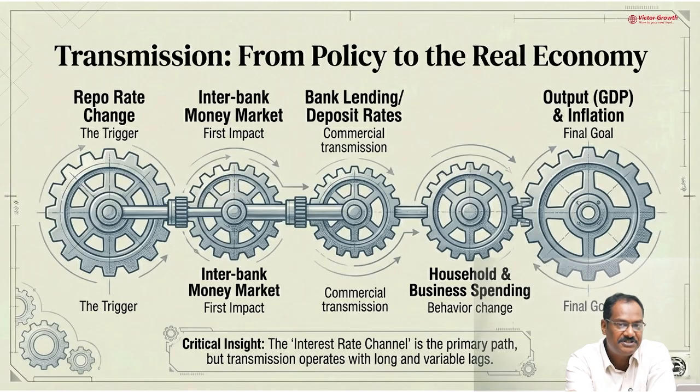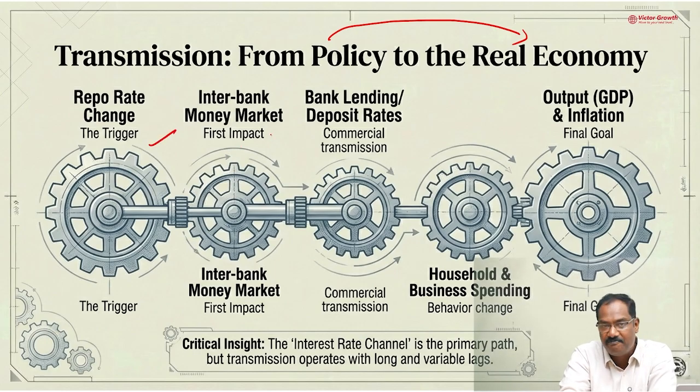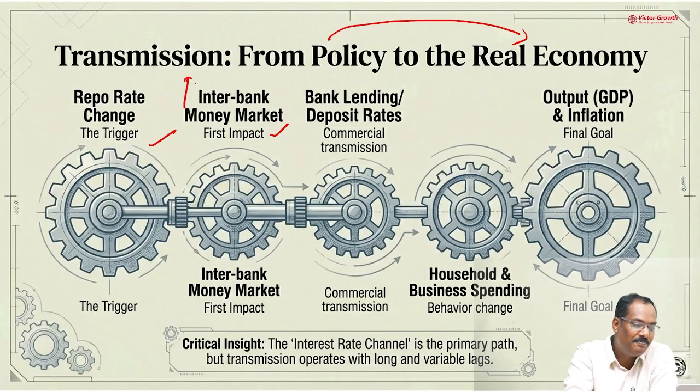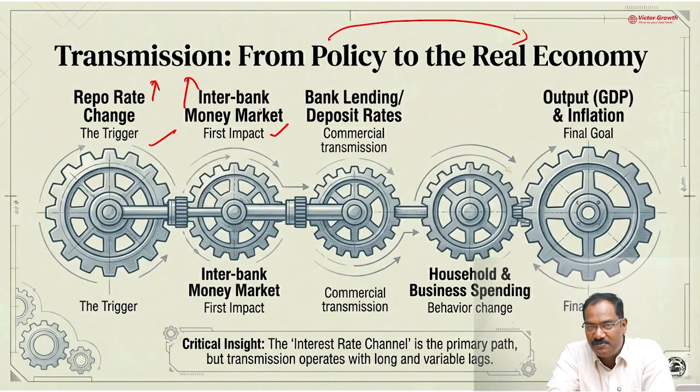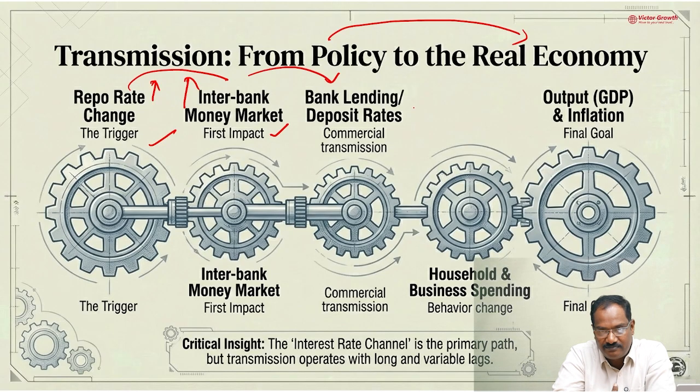So transmission, I told you already, is how the policy goes from the RBI to the real economy. If the repo rate is changed, the banks will first take the impact. If the repo rate is increased, the bank will also have to pay more, and they will transfer that increase in the interest rate to the people also. The people also have to pay more. And if they are reducing it, it is the opposite. So this is the channel from the bank to the lenders, that means our customers.